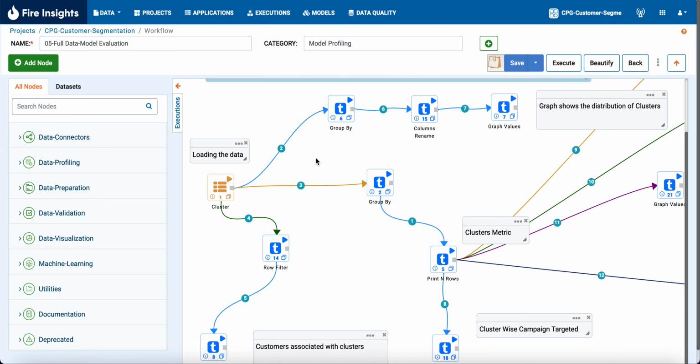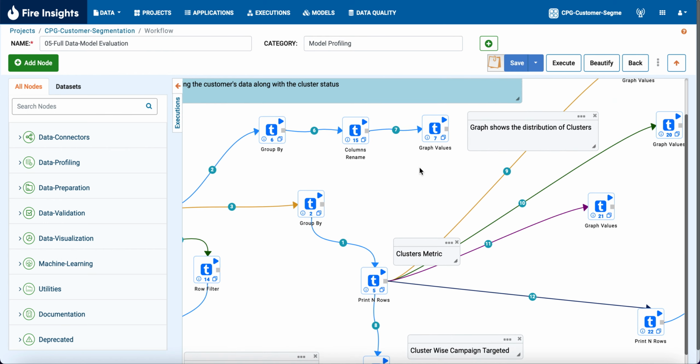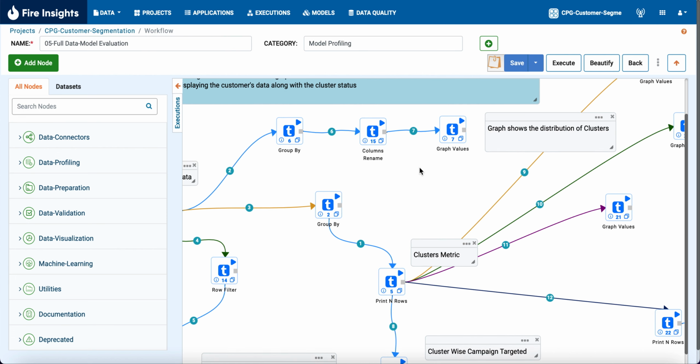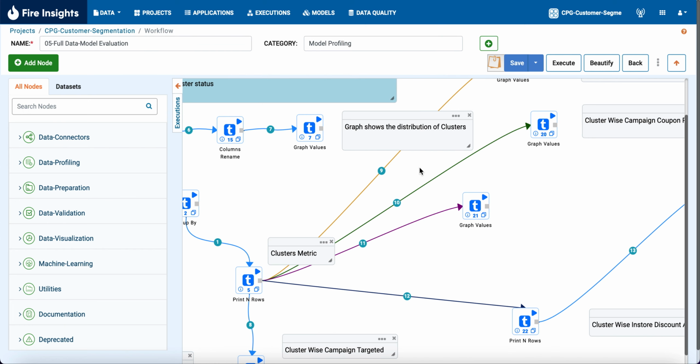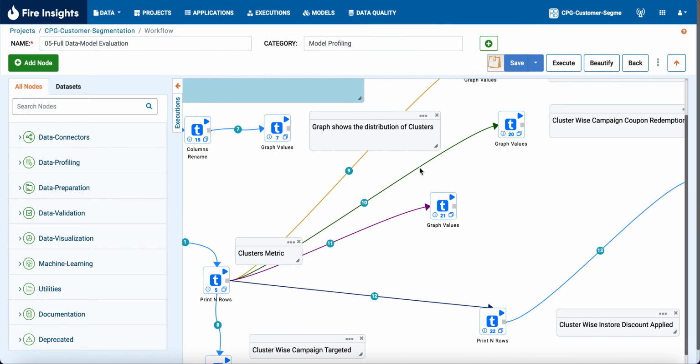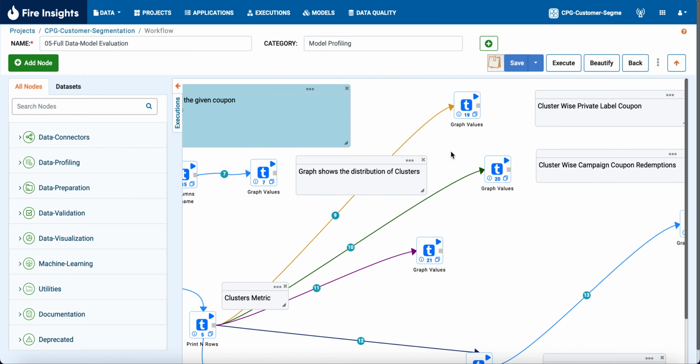In our final workflow, we are now evaluating the results of our model. We have loaded in the data that contains our raw data along with the results of our model, and we are creating visualizations and calculating various metrics to understand how each cluster is distributed and how each of the different groups of customers behaves. This way, we can compare the different clusters of customers and how they responded to the campaigns.